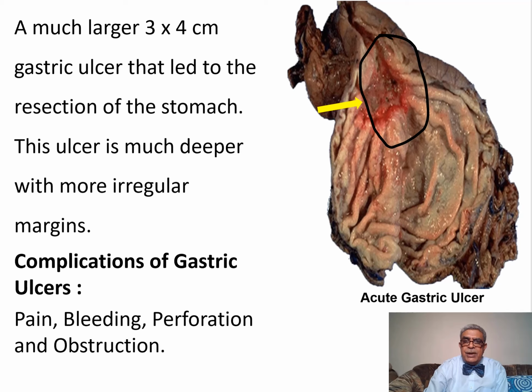Now, complications of gastric ulcer: there can be pain, bleeding, perforation and obstruction. Why obstruction? Because once there is ulceration, there is going to be healing, and ultimately there is going to be fibrosis, and after fibrosis there is going to be obstruction.